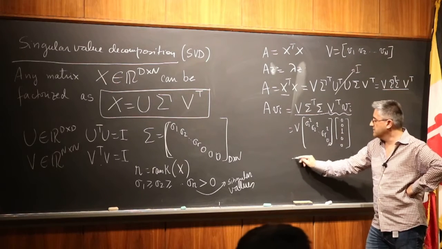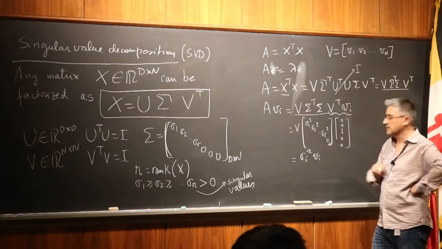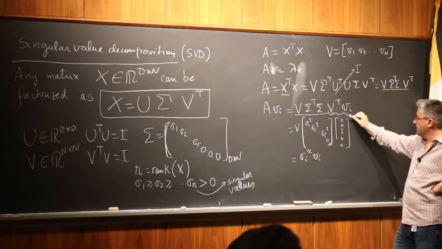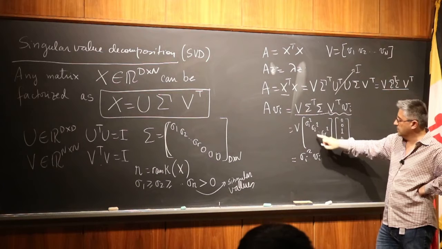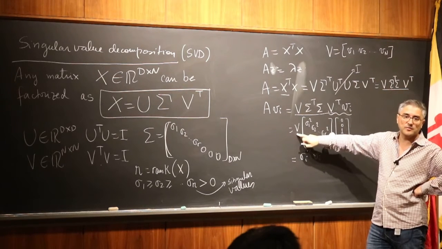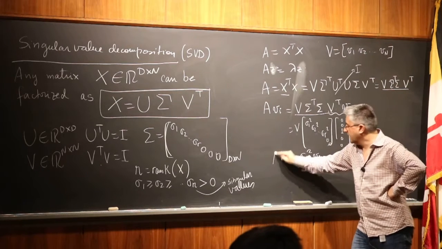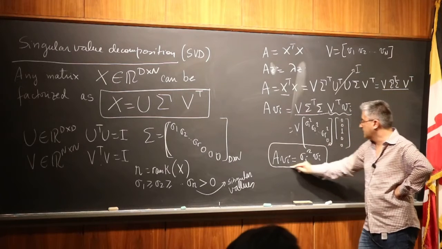So I hope you are convinced that this is equal to sigma i squared v_i at the end of the day. Because from here I only take the ith row, that's going to select the ith column that only has the sigma i squared, and then that's going to multiply only the ith column. Everything else is 0. So I have A times v_i is equal to that.